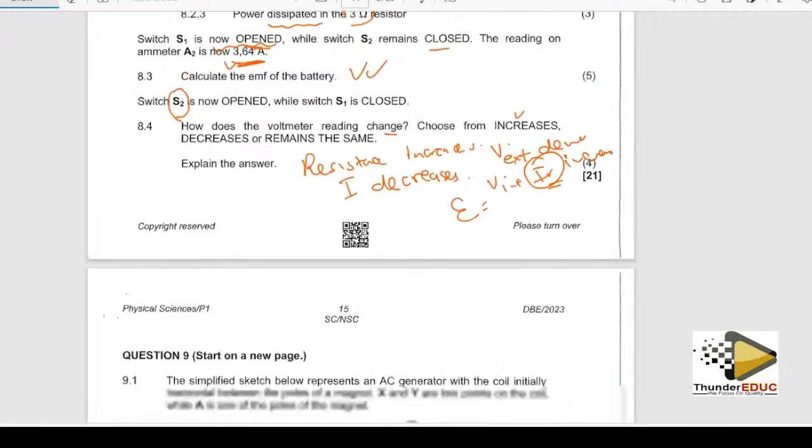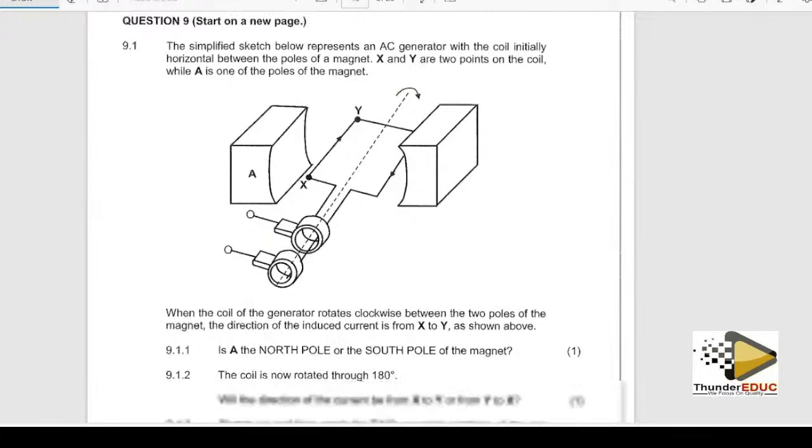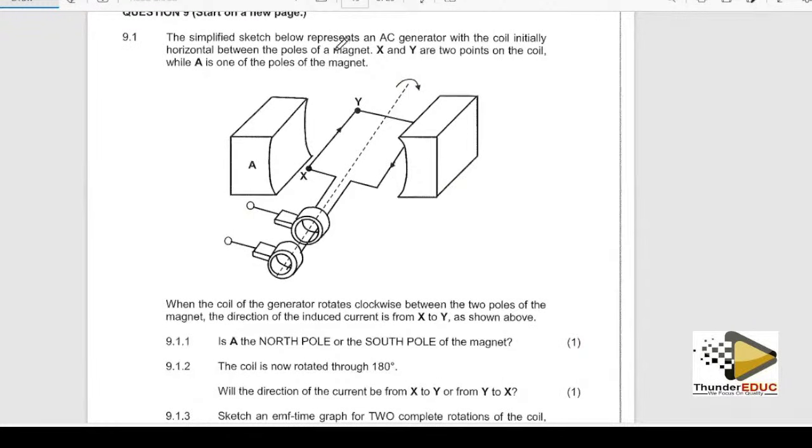Question number 9. They're telling us that the simplified sketch below represents an AC generator. So guys, remember, before we move forward, motors use Fleming's left-hand rule, before I forget. Generators use Fleming's right-hand rule. With a coil that was initially horizontal between the poles of the magnet, X and Y are 2 points on the coil, and A is one of the poles of the magnet.